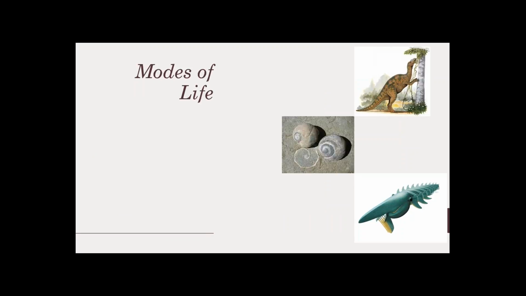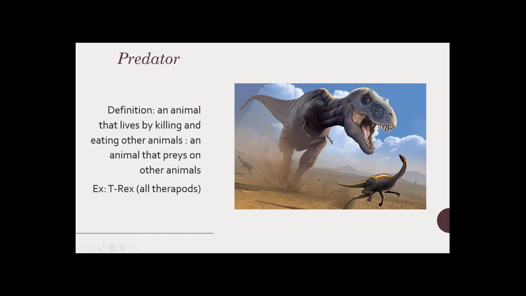Okay, so in this portion, we're gonna go over modes of life, basically how animals eat. And because we are studying fossils, all the examples I'm going to use are going to be ancient animals. So this is going to be pretty easy as far as the types goes, because I think most of us have had exposure to this since elementary school.